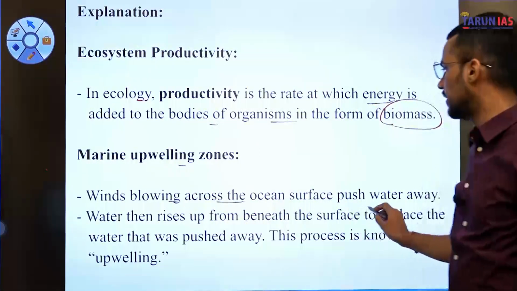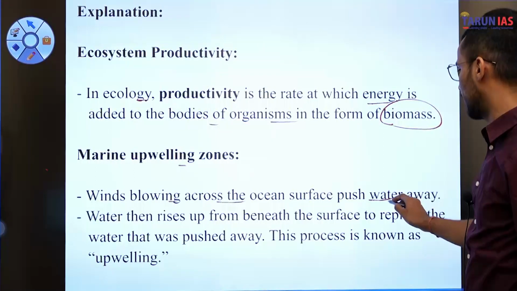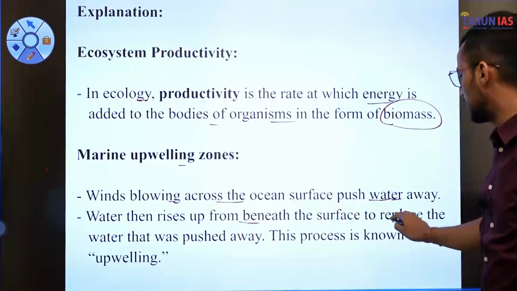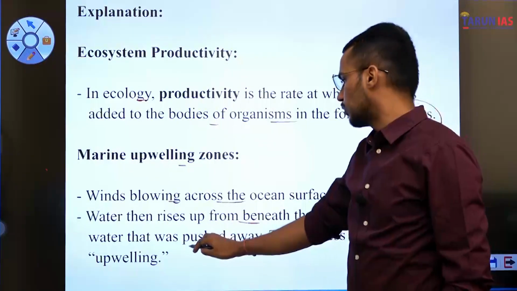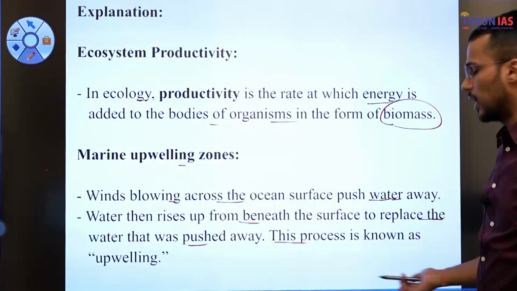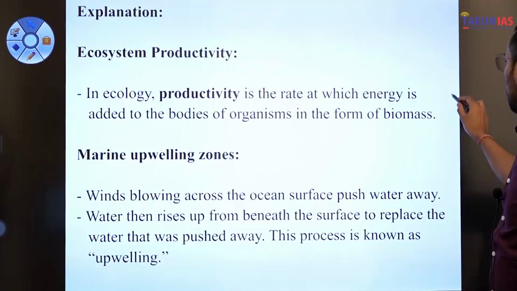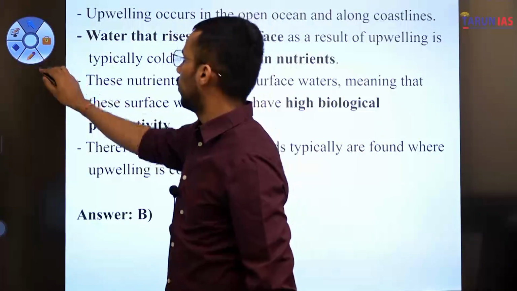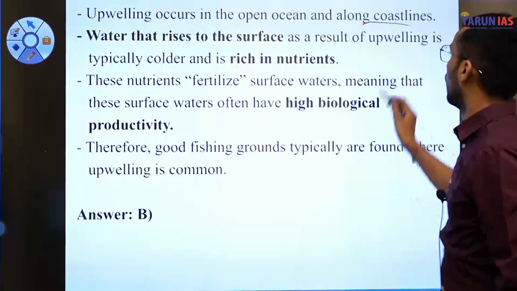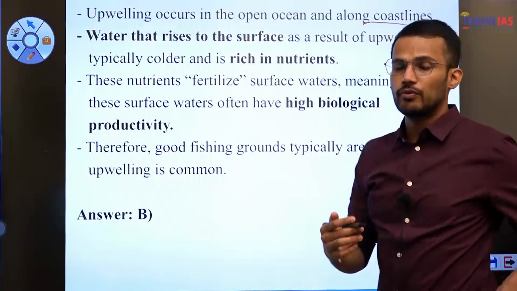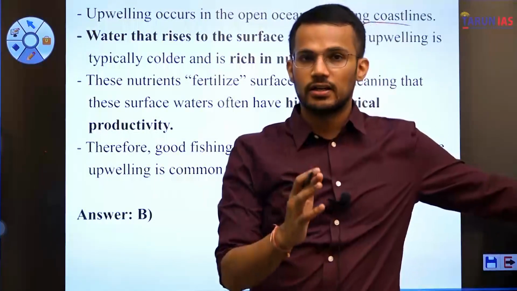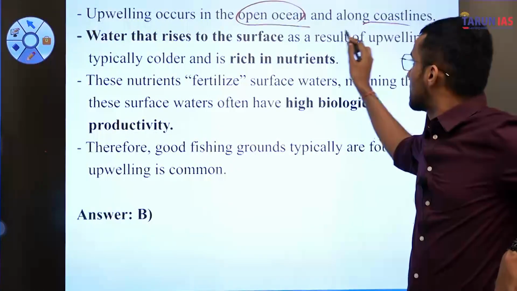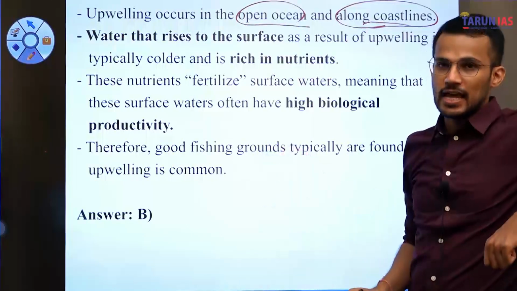Winds blowing across the ocean surface push water away. Water then rises up from beneath the surface to replace the water that was pushed away, and this process is known as upwelling. Next, upwelling occurs in open ocean and along coastline. So primarily, we'll be able to witness upwelling in the open ocean and along the coastlines as well.